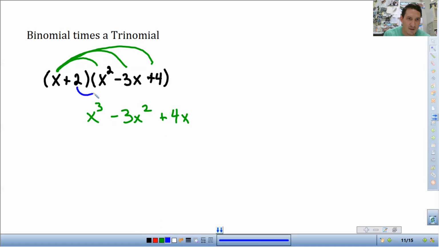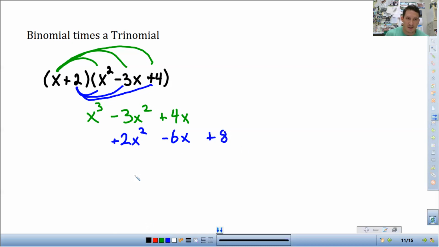When I multiply this, 2 times x squared is 2x squared. I'm going to put that underneath right here, so that I can line up the like terms that way. 2 times negative 3x is negative 6x. So line up the like terms, and then 2 times 4 is 8.